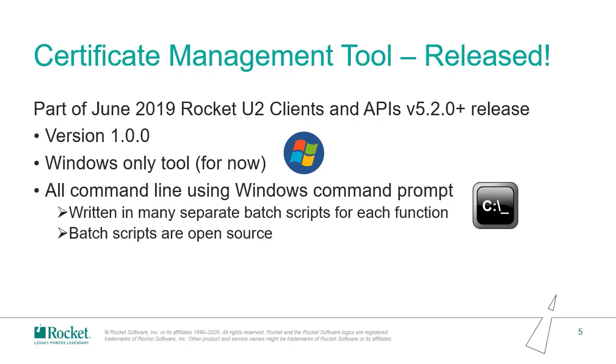Our certificate management tool was released first in June 2019, version 1.00, so it's brand new. It's part of the Rocket U2 clients and APIs, the 5.2.0 release, and the 5.2.1 clients also. For now, it's just a Windows tool.